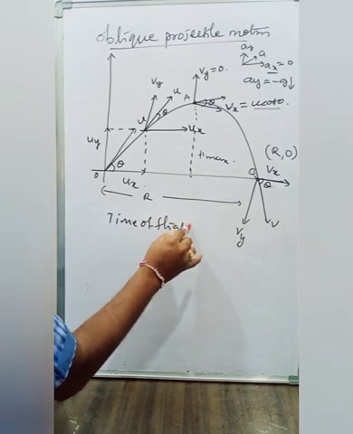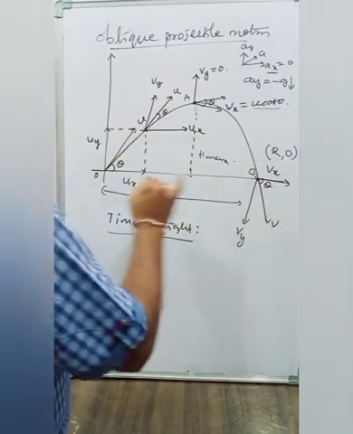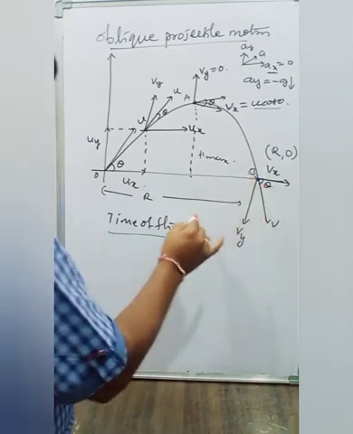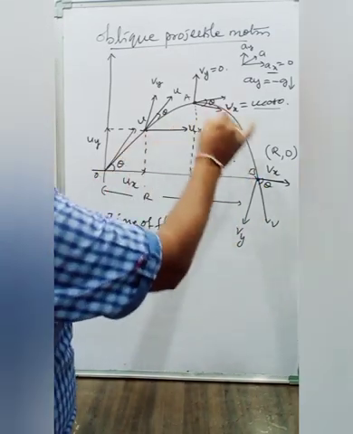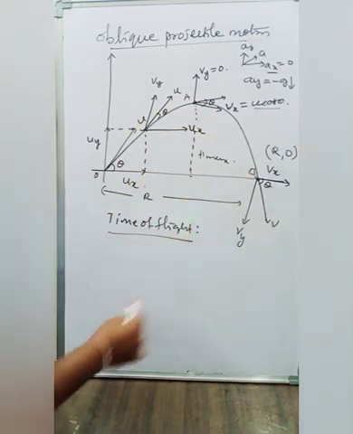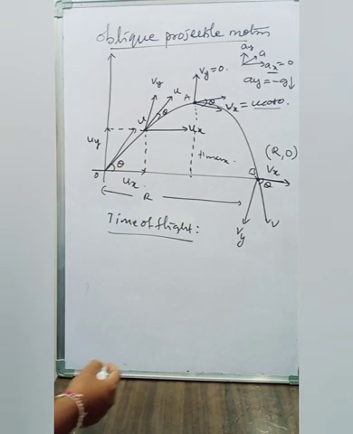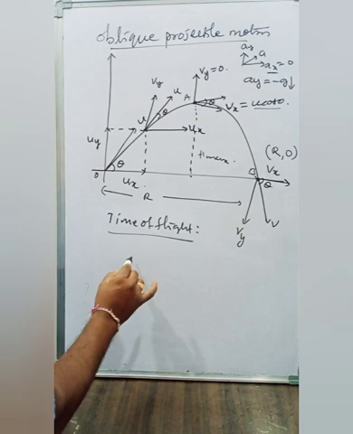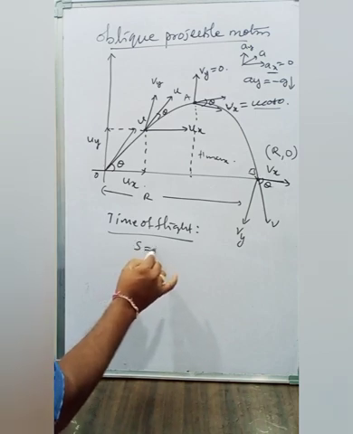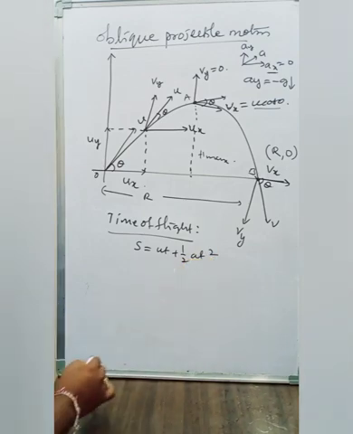So time of flight means the total time taken by the projectile to reach the plane from a point O to AB. That is, the time taken by the projectile to reach the plane is called time of flight, or the time the projectile remains in air is called time of flight. Time of flight can be calculated by using S = ut + ½at².